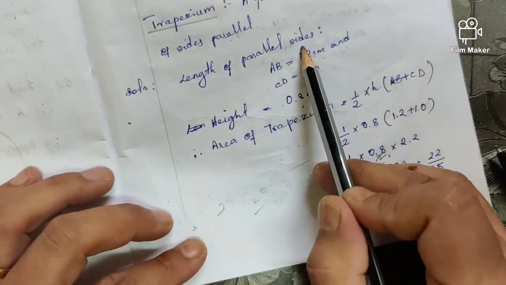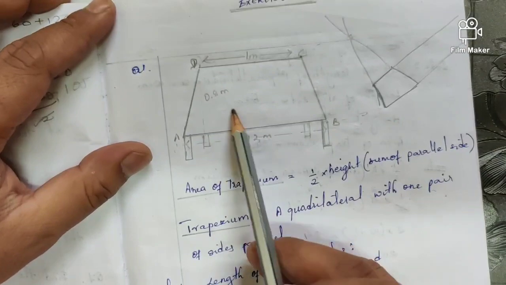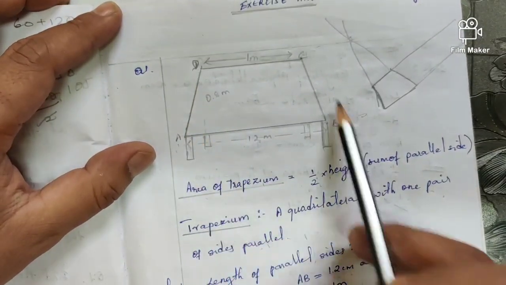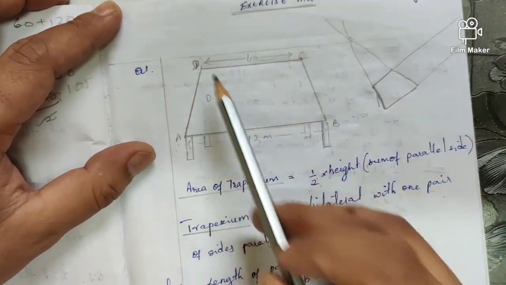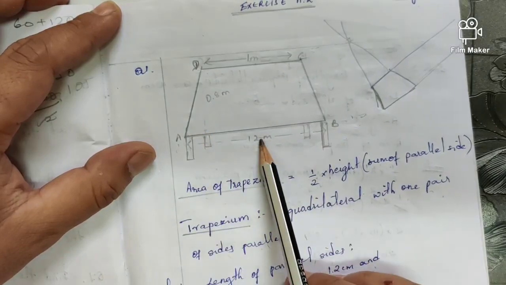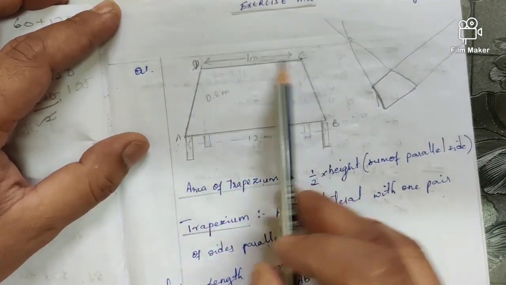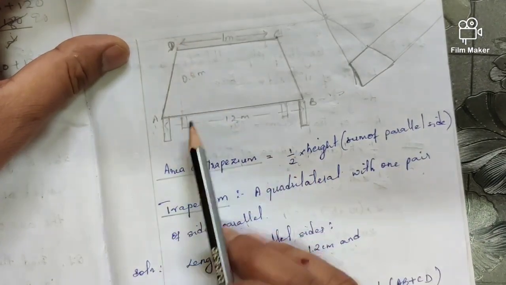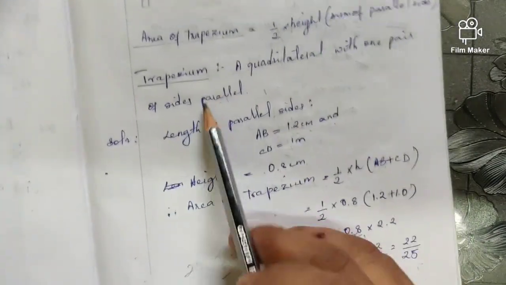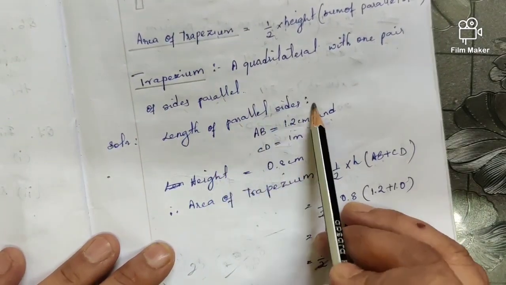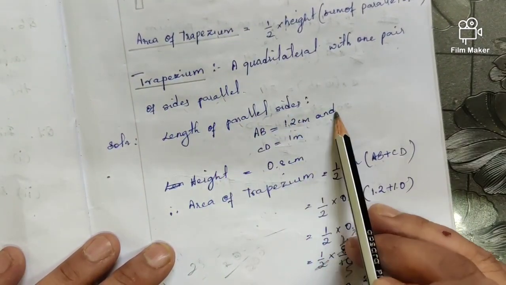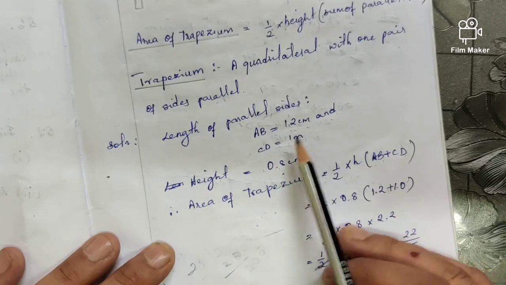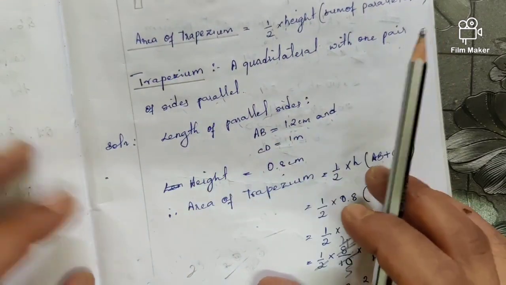So here, like this, length of parallel side AB. You have to draw a figure like this: A, B, C, D. AB is 1.2 meter and CD is 1 meter, and the height, the distance between them, is 0.8 meter. So the length of the parallel sides is AB equal to 1.2 and CD equal to 1 meter. That is the parallel side.